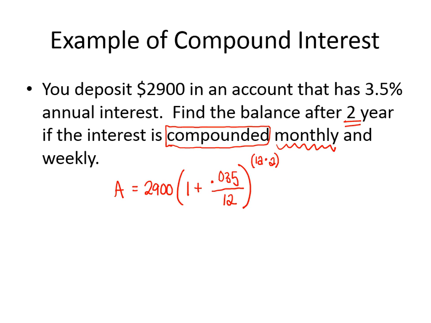And then you're going to type this in your calculator, 2,900 parentheses 1 plus 0.035 divided by 12, and all of that to the power of 24. I'm just going to do 24, otherwise you need to use parentheses around the 2 times the 12. And we are going to get an ending value of $3,109.96. So $3,109.96. Okay.